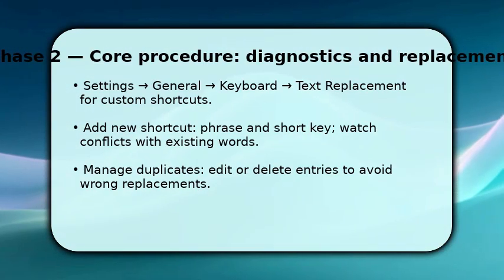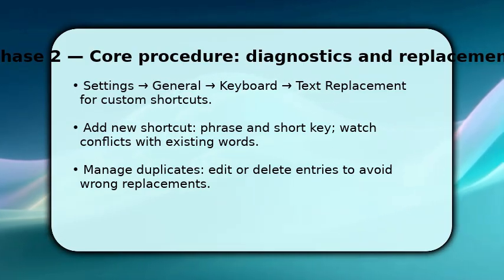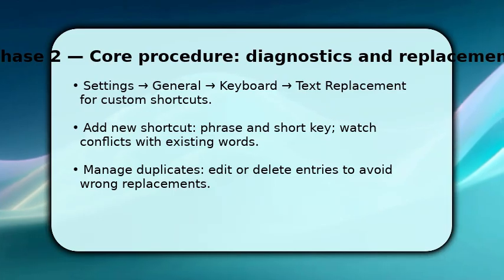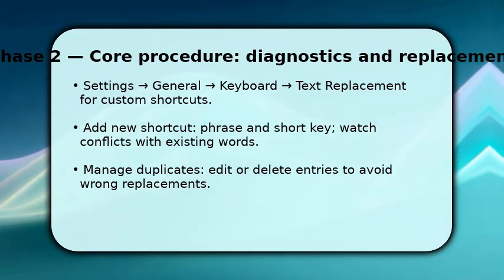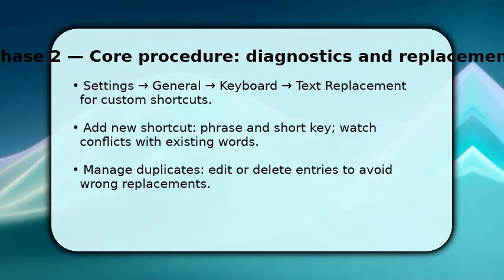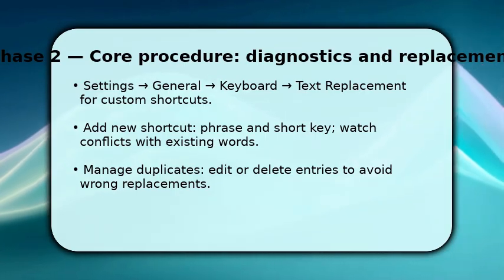Now you refine how auto-type behaves by using text replacement. Tap Settings, General, Keyboard, then Text Replacement. Add a new entry. Type the full phrase and a short shortcut. This makes frequent phrases expand instantly.